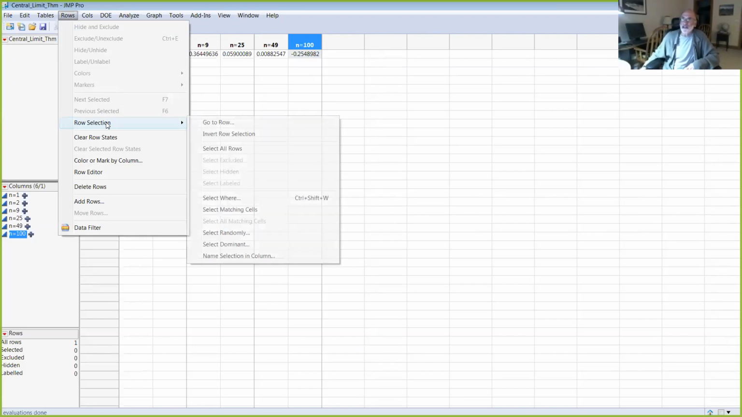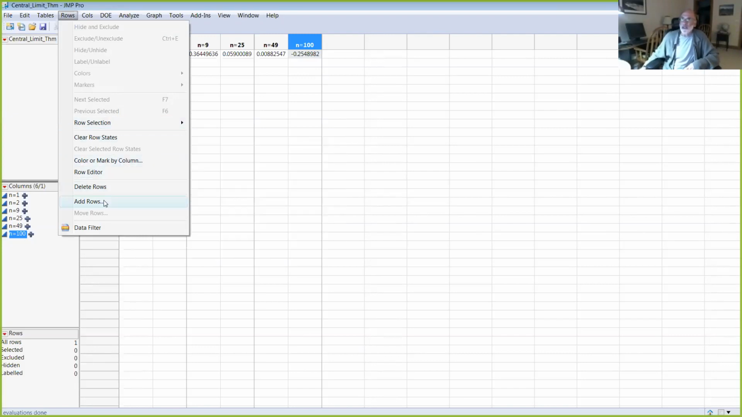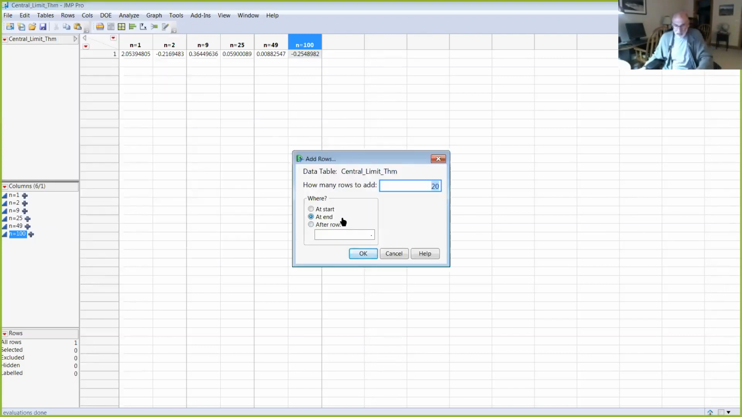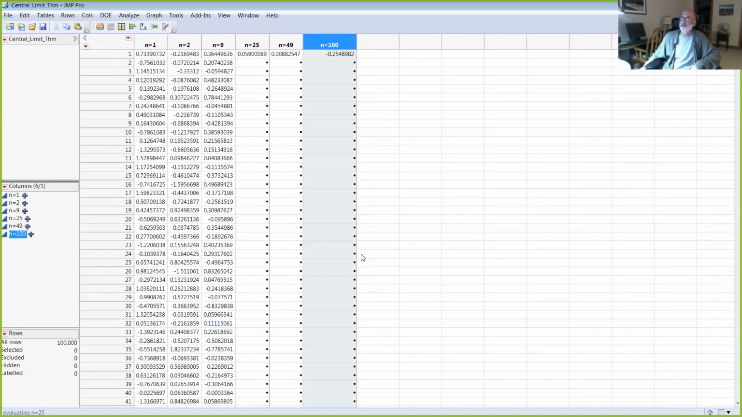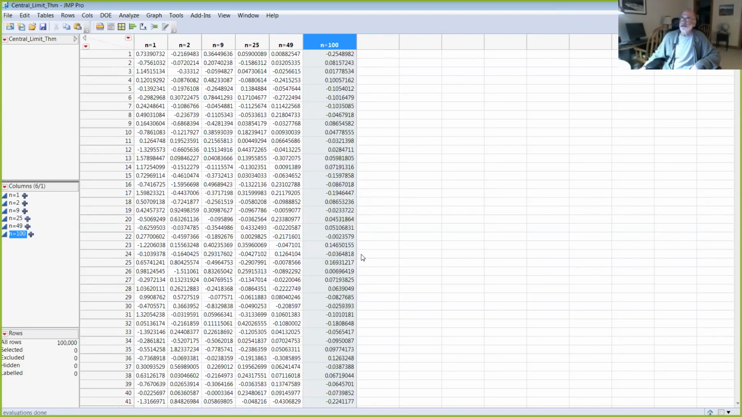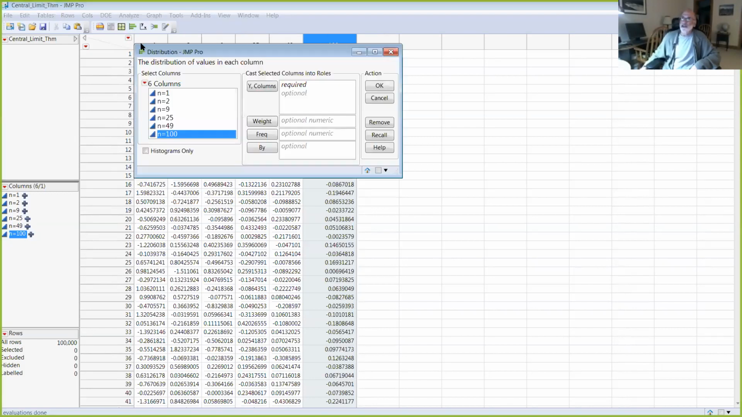Let's go ahead and add some more numbers. Let's add 99,999. So I have 100,000 rows. Now I got something to work with. Let's look at the distribution of what we have.